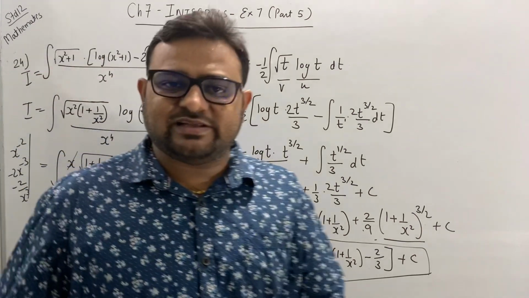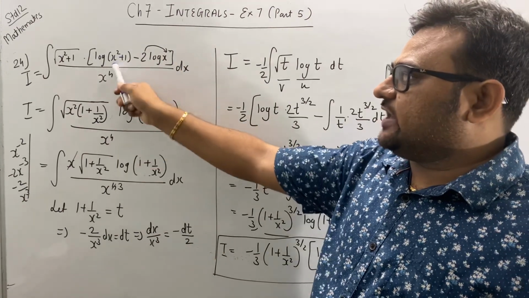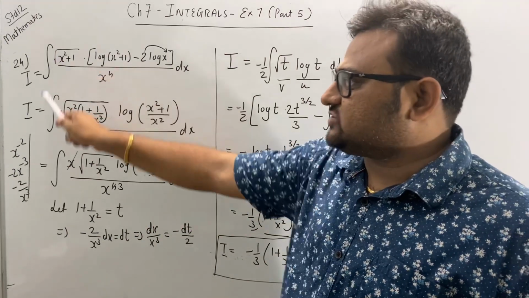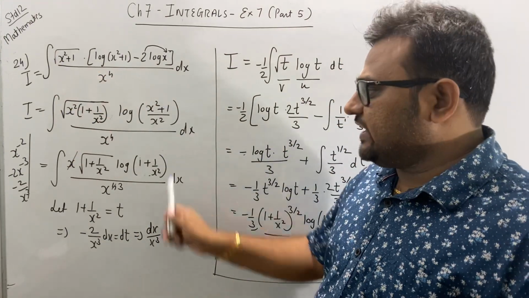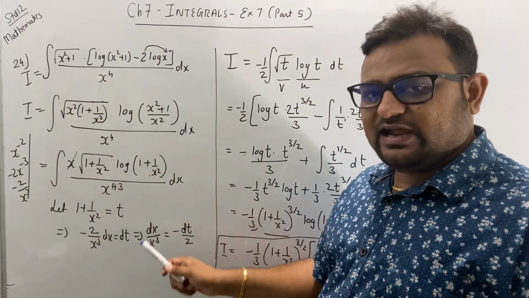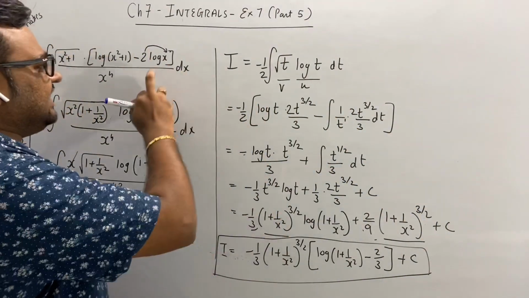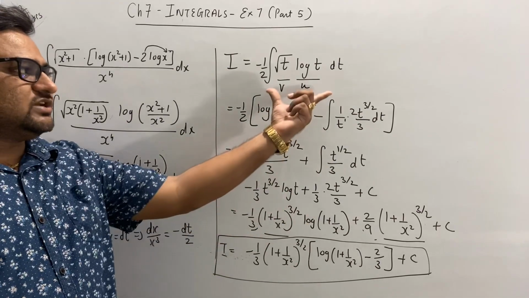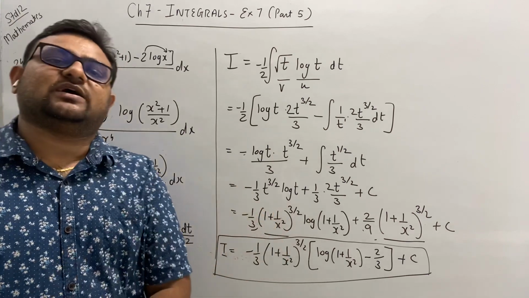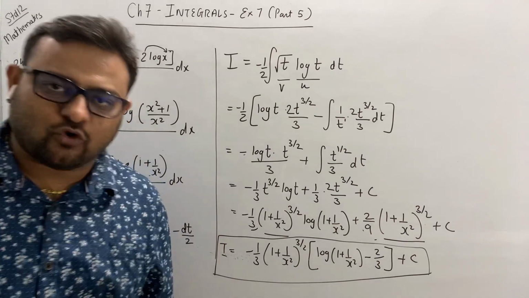Clear? I am repeating this sum once again. What we had done: we had taken this 2 in square, and in logarithm this is subtraction, so it will become divide. We had taken x square common, so we get two similar terms, 1 plus 1 by x square. We took t, took the derivative, and got dx by x cube equals minus dt by 2. Then we replaced this in the integral, and finally we used integration by parts. And here, we replace the value of t as 1 plus 1 by x square. Clear? So just go through question number 24.